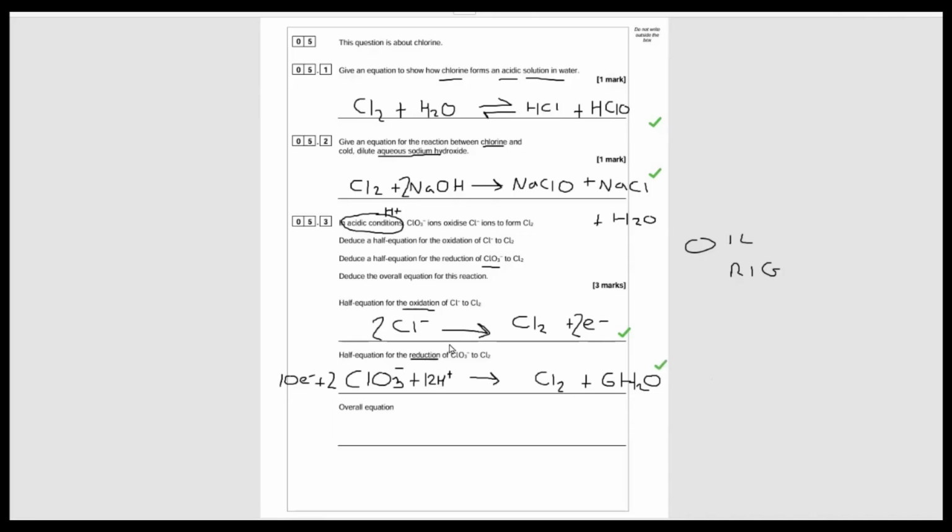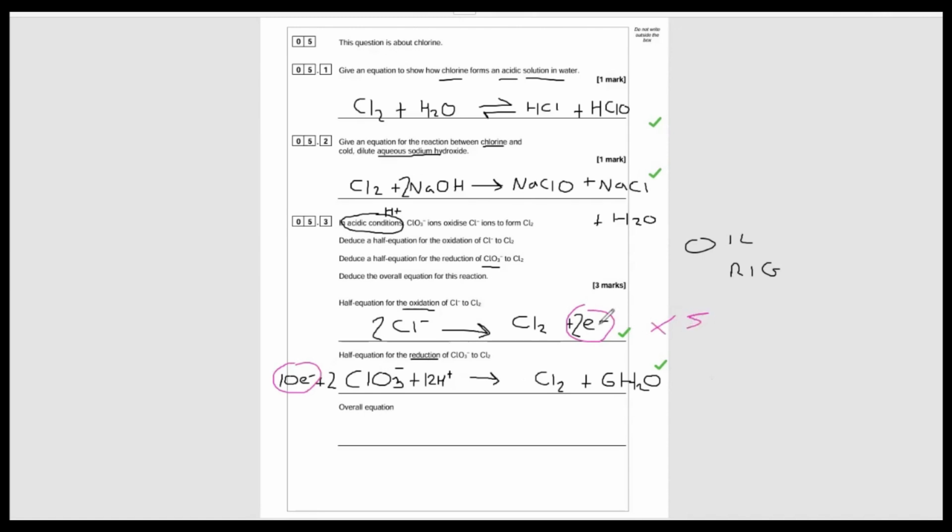Okay. Now you've got to do the combining of 2 half equations. And how you combine half equations is you look at the electrons. So there's 2 electrons there and 10 in that half equation. What's the ratio between them? It's 5. I need to balance the electrons so they match. So I'm going to times everything in this half equation by 5.